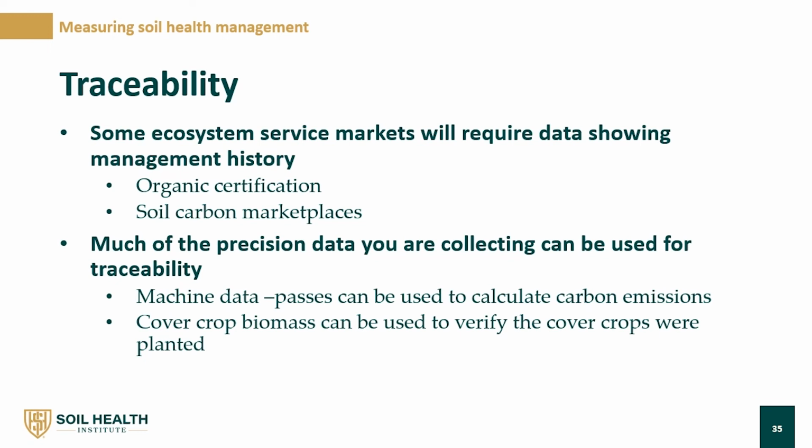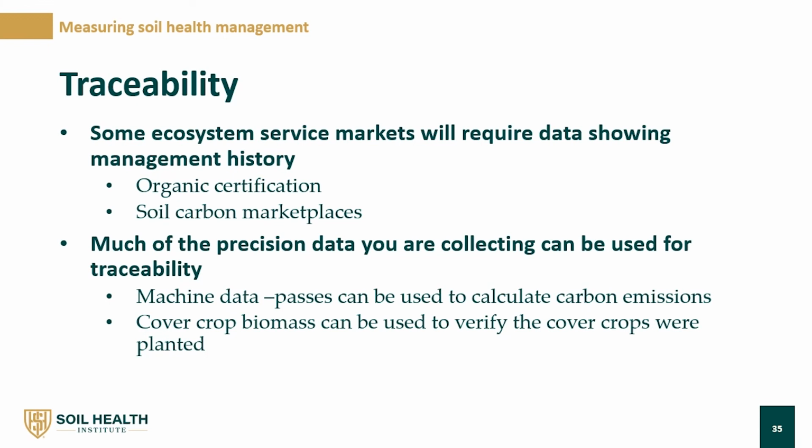The good thing about that is much of the data you're already collecting can be used for traceability. Think about things like machine data, right? Every time that tractor goes to the field, there's a good chance you have a GPS track of where it went. And if you can verify that you went into the field 3 or 4 fewer times than you did 5 years ago, now you have a record that you've minimized the number of passes you've gone through the field.